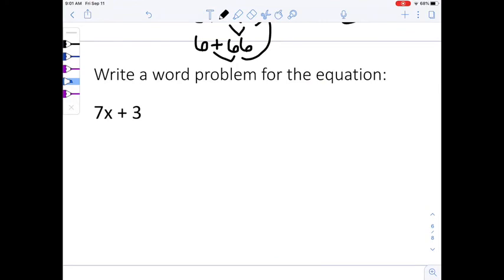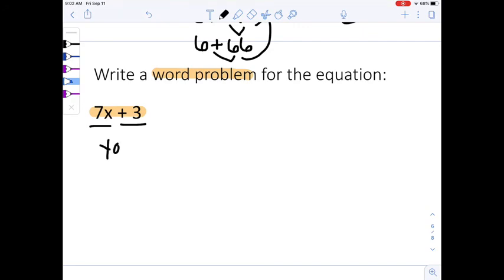Our last problem says to write a word problem for the equation. So we are writing our own word problem for 7x plus 3. I'm going to give you an example, and then I would encourage you to try to come up with one on your own as practice before the quiz. So I know that this plus 3 here is a one-time thing, and then this 7x is the number that's going to change because we're going to plug a number in for x, and then that's going to figure out what that number is that we're adding to 3.